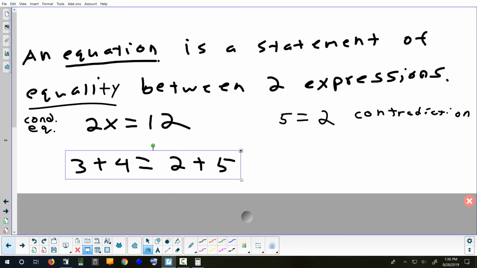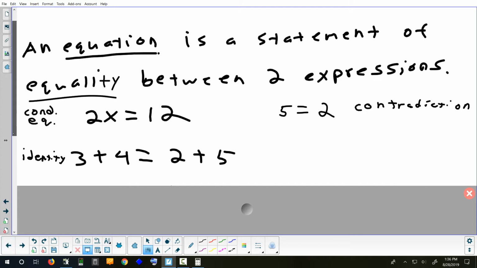And how about the one on the left? The bottom one on the left. The sums are equal. What's on the left equals what's on the right. And that is an identity. Okay? That's an identity. So 3 different kinds of equations. One that's always true, one that's never true, and one that could be true if you pick the right value for the variable. But they're all equations.